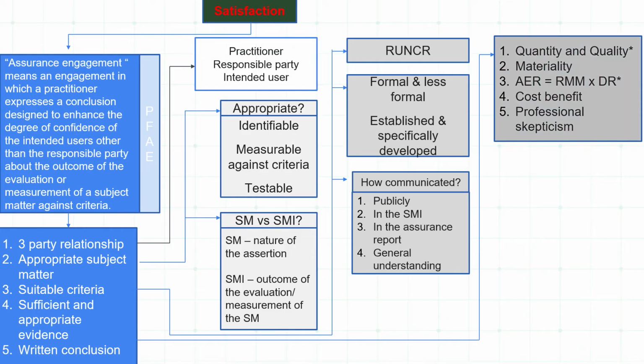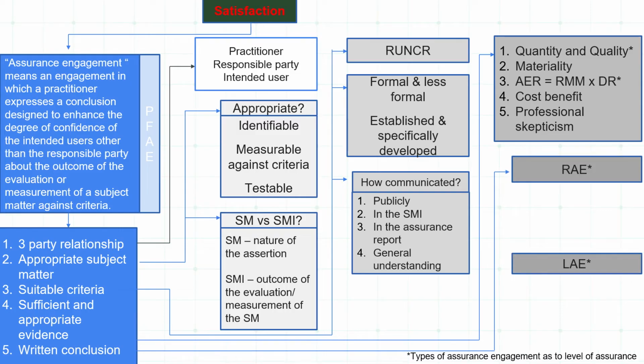The fifth element will, of course, be the presence of a written conclusion, a written assurance report. And there are two types of assurance engagements as to the level of assurance, which will eventually dictate the type of report being issued. We have what we call a reasonable assurance engagement and a limited assurance engagement.